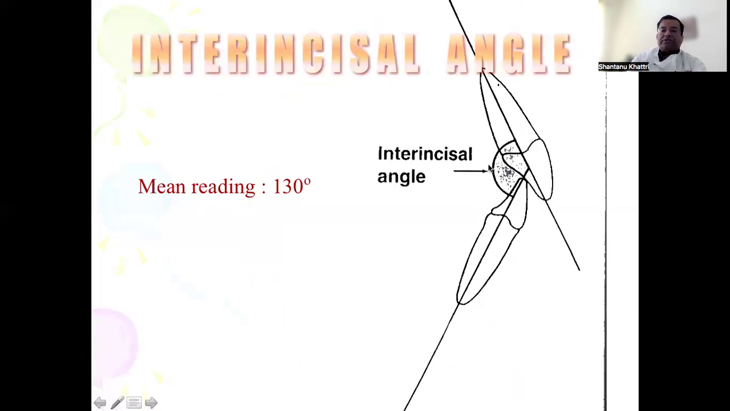Interincisal, it is almost the same as in the Downs analysis. The long axis is drawn and the internal angle is measured. The normal is 130 degrees. In proclined teeth, the angle will increase.